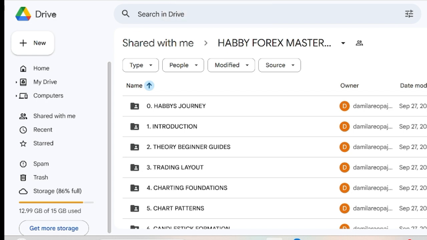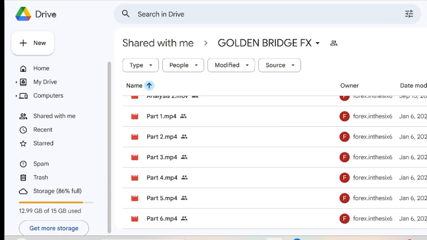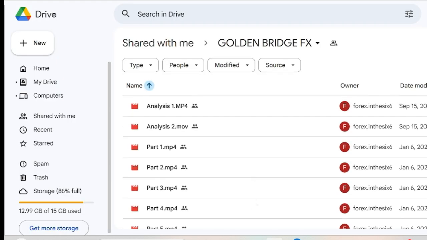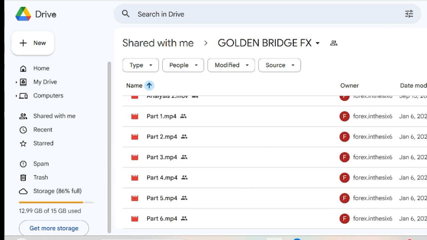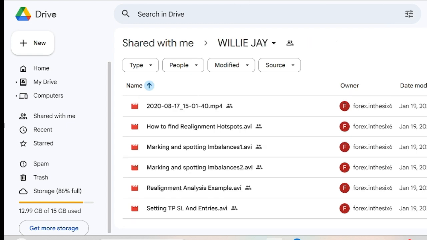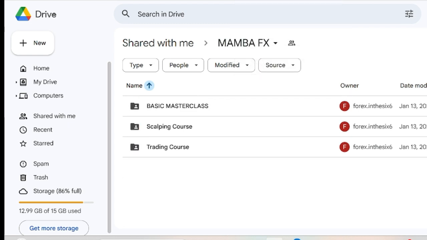Now we have another one called the Golden Bridge, and this is Golden Bridge analysis. They have about part 6. We have another part 1, part 3, and all that. We have the Willis J, which is also here, and then we have the Mamba FX. Mamba FX is just three products.